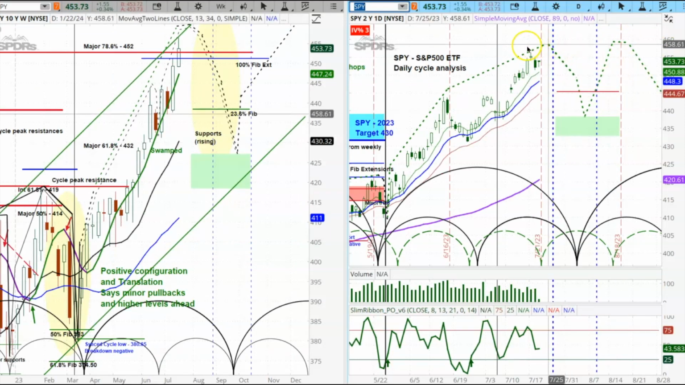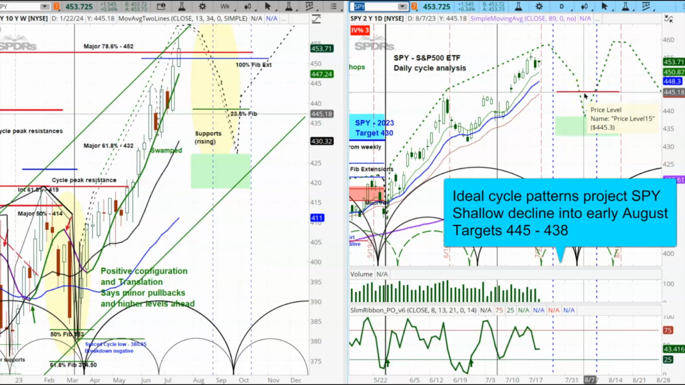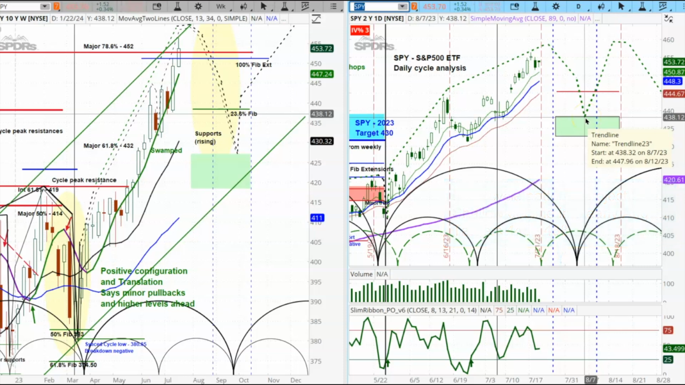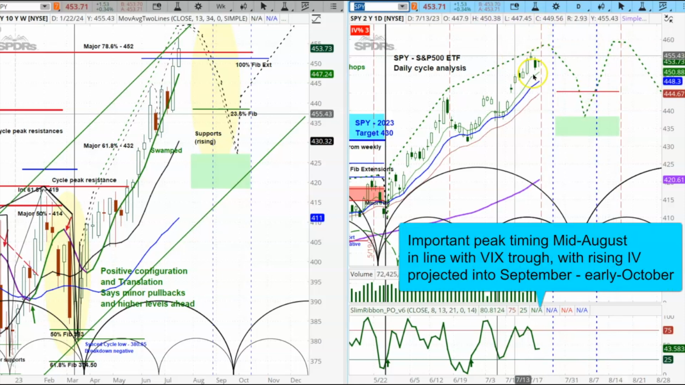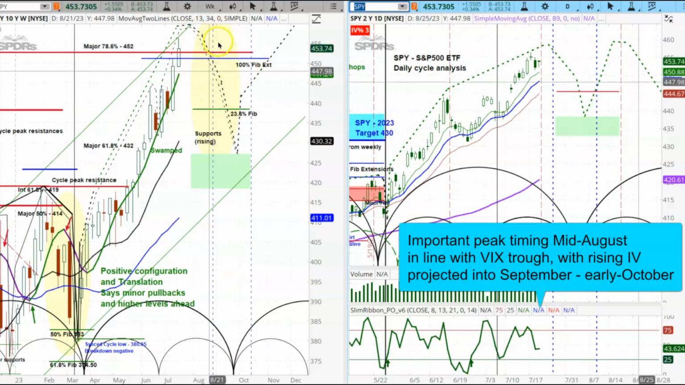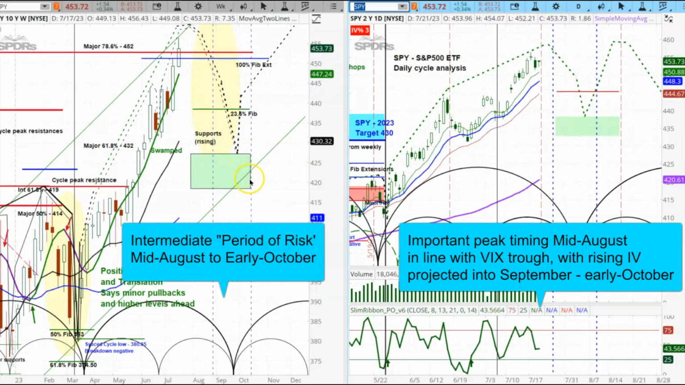Again, one more time, we're looking for minor pullbacks, likely the S&P, the SPY gets down to that 445 level. That's not very much, with a shot down over here into early August to about 438. This could be late July that this bottom comes in, this trough, and then move up again into this mid-August period to probably test this level on the SPY, take it out by a little or miss by a little, and then that riskier period right over here from mid-August to early October, where there could be a sizable decline that looks like this one here.